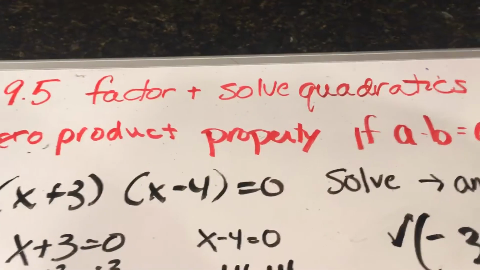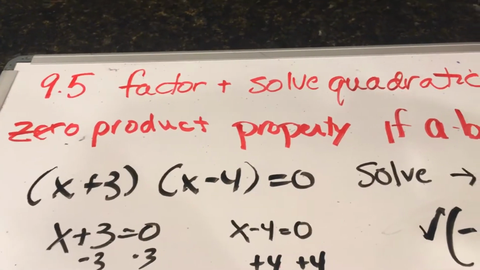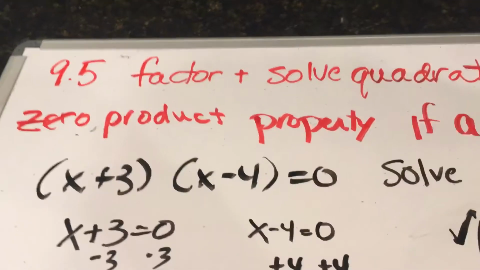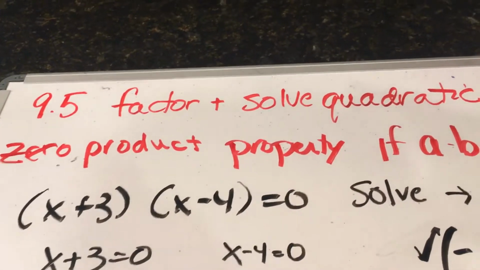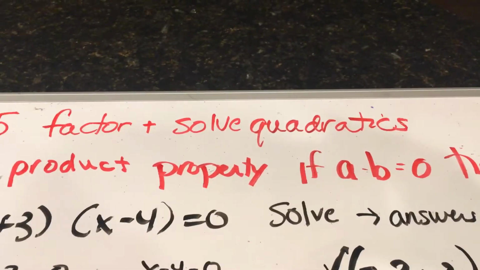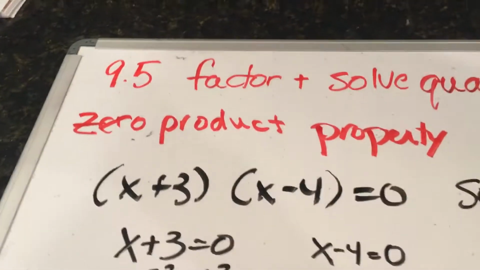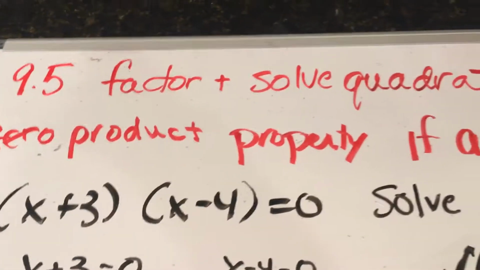We've got some big things you're going to be doing today that will become very helpful next year when I have you again. This is section 9.5. We are factoring and solving quadratics. The first thing we need to learn is what's called the zero product property.